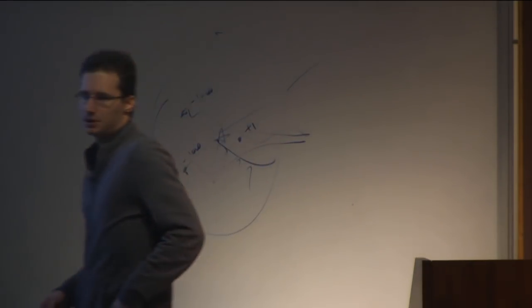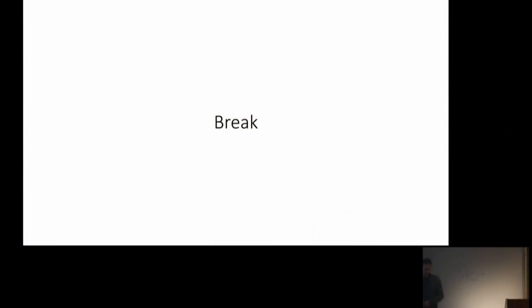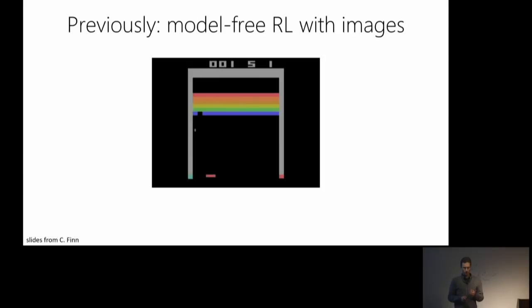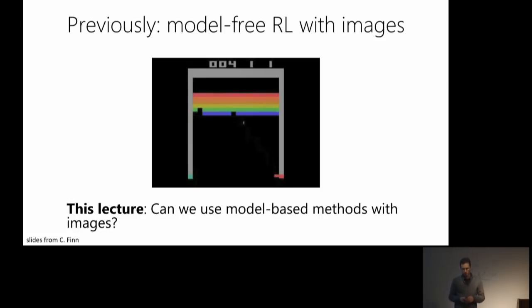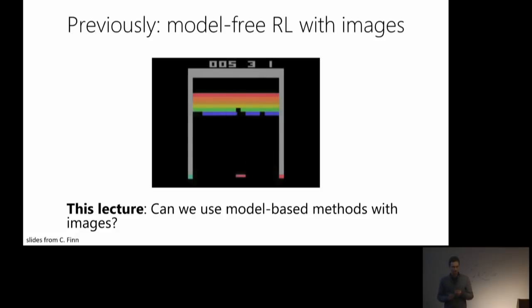All right, let's continue. So in the second half of today's class, I'm going to talk about model-based RL with high-dimensional observations like images. So we saw before when we talked about model-free RL that we could use algorithms like policy gradient and Q-learning to train policies that can do things like play video games from images. So can we use model-based methods with complicated observations like images also?